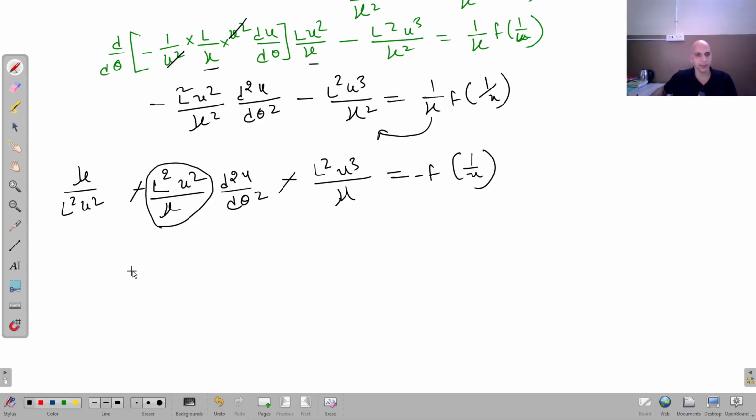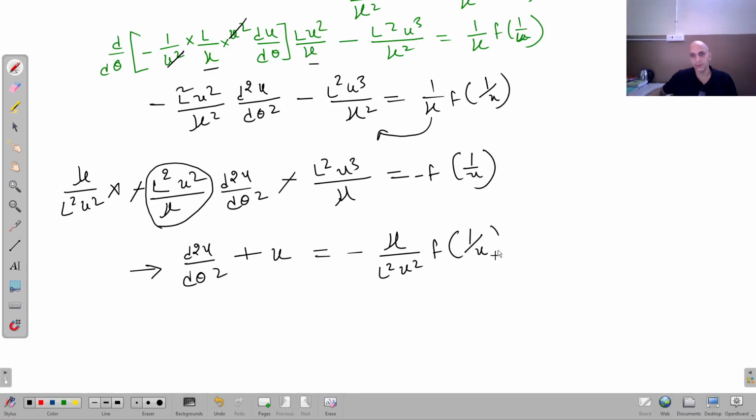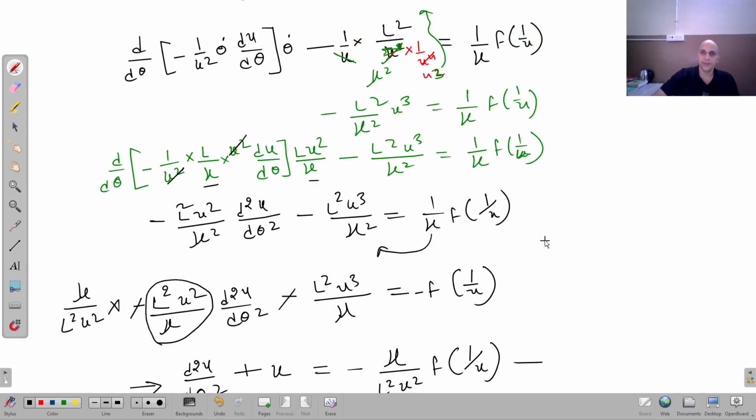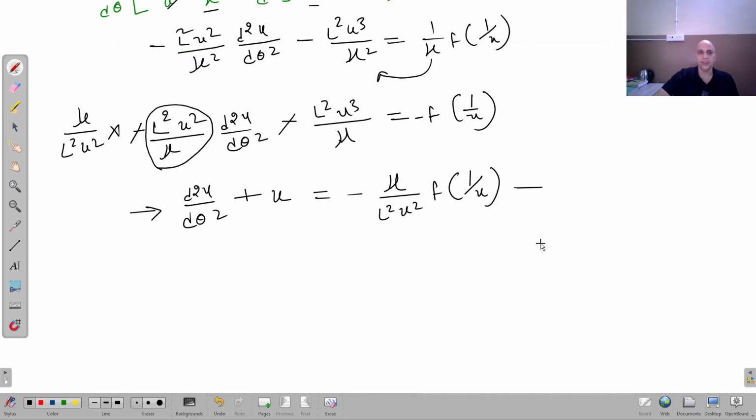So here I will get d square u upon d theta square plus, as I multiply it here, L square cancelled, mu cancelled, I get u only, is equal to minus mu upon L square u square f of 1 upon u. This is equation number 5. This is the required differential equation.